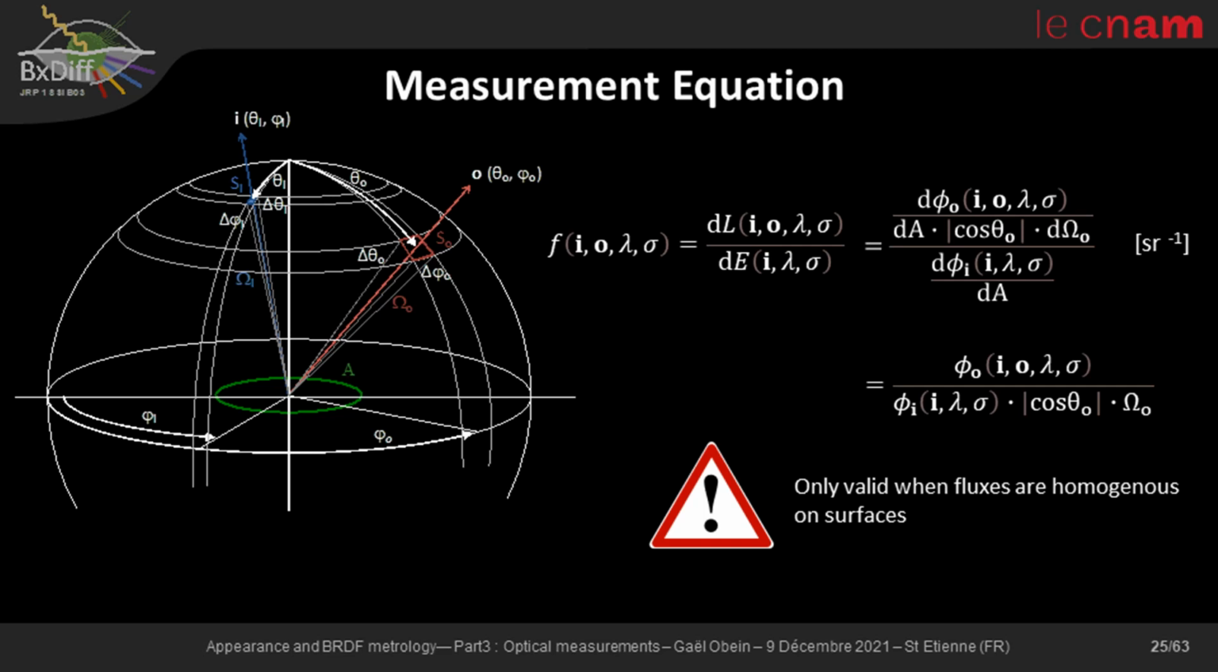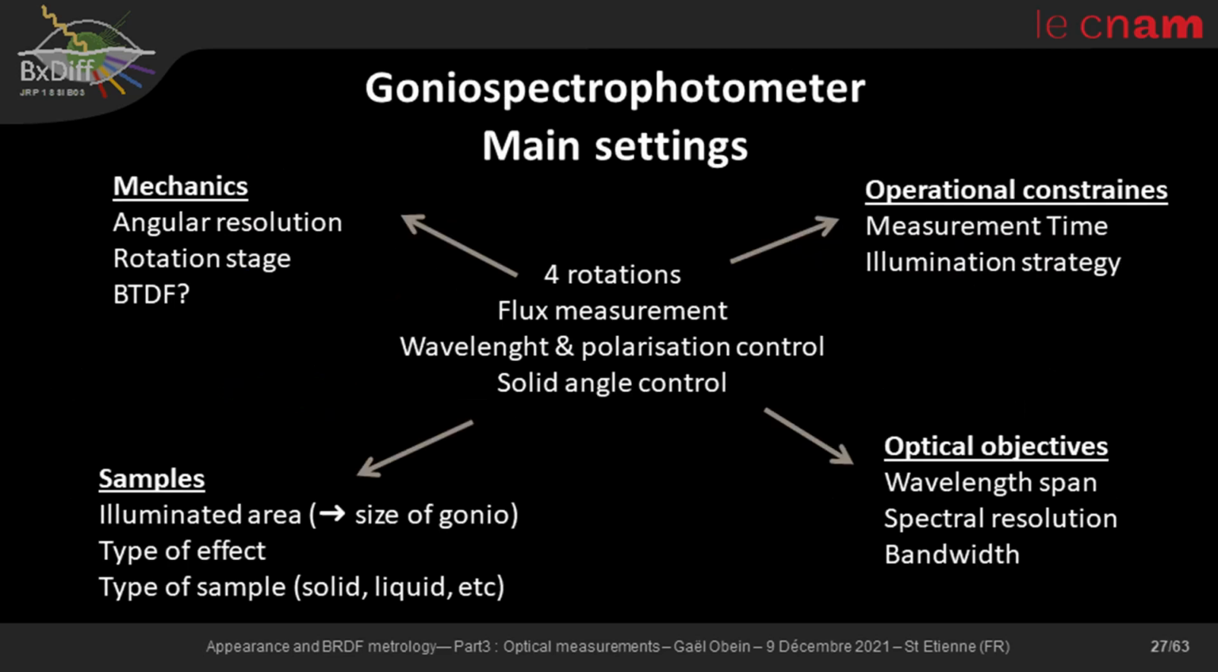At the end, so yes, we need to do a flux ratio. We need to control our solid angle, and we need to be able to generate all the directions of illumination and of observation. The direction of illumination has a zenithal angle and an azimuthal angle. Observation has another zenithal angle and azimuthal angle. So it's 4 angles, 4 degrees of freedom. So we will need 4 rotations and a capacity to measure flux. We need to control the wavelength because it's a geometric quantity. We need to control the polarization. And we need to control the solid angles because they appear here in the equation.